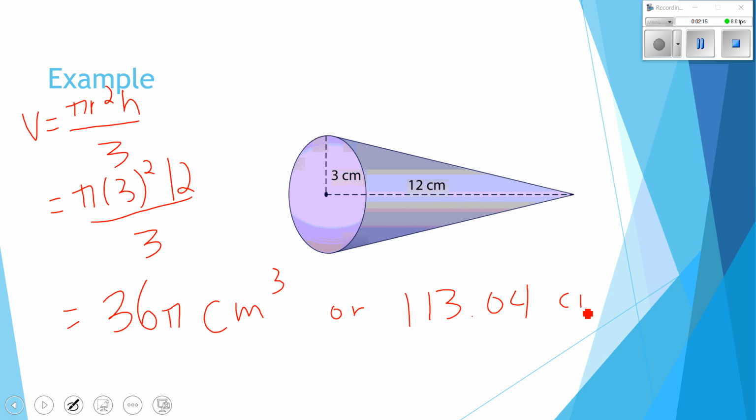And if I ask for it rounded to the nearest hundredth, it would be 113.04 centimeters cubed. Remember, if I say leave it in terms of pi, you just do the math with the numbers and throw pi at the end. 3 squared times 12 divided by 3 would give you 36. And if I ask you to round, you actually multiply the pi in, and that's where you get the 113.04 from.